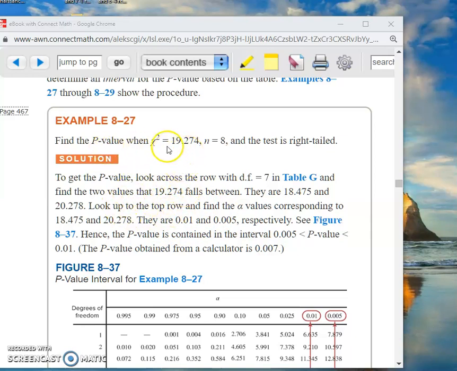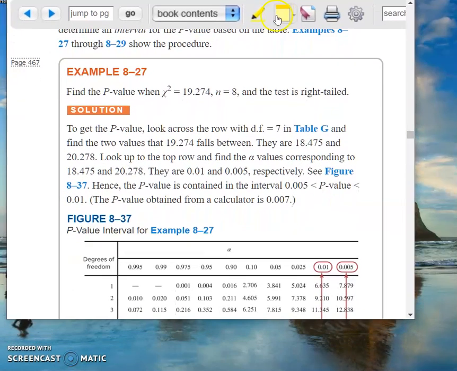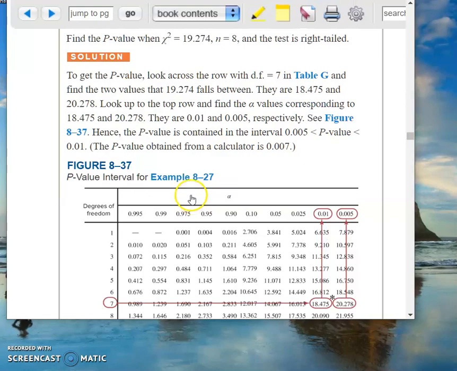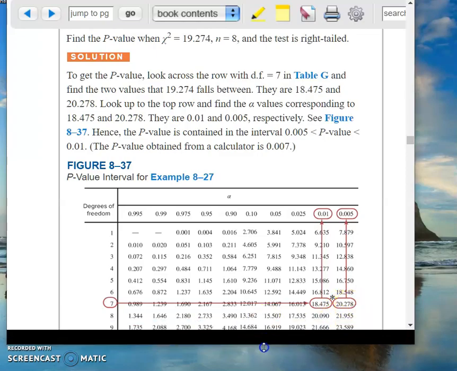Okay, so find the p-value if chi-squared is equal to this, n is that, and the test is right-tailed. Okay, well, fine, no problema. So the p-value, chi-squared is 19.274, n is 8. So if n is 8, that tells me that the degrees of freedom is 7. Okay, and I'm looking for chi-squared of 19.24. So I go across here, across here, across here. Okay, there it is. It's between 18.475 and 20.78, right? That's just finding the number.